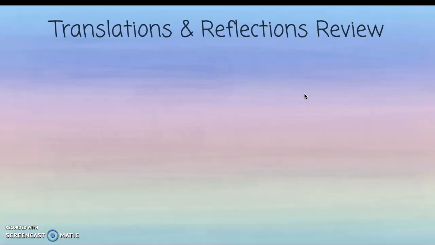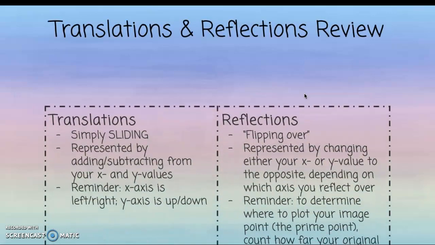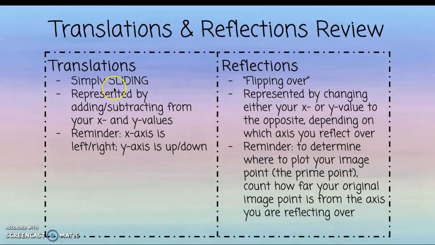Translations and reflections, quick review. So remember, translations, you're simply sliding up and down and left and right, and it's represented by adding and subtracting from your x and y values. Reminder, the x-axis is left and right, and the y-axis is up and down. With reflections, it's like flipping over. It's represented by changing either your x or y value to the opposite, depending on which axis you reflect over. So if it was a negative, it becomes a positive, or if it was a positive, it becomes a negative, depending on which way you're flipping. And you would know just based on which way you're flipping and looking at the coordinate grid.